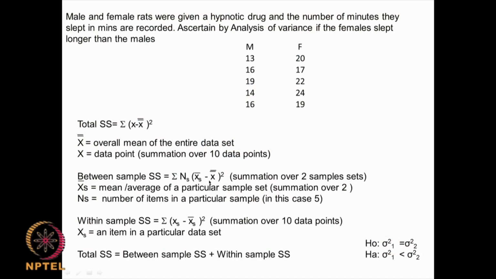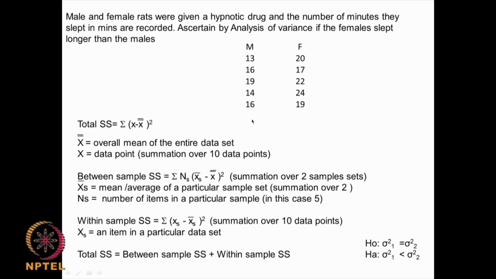Now, how do I calculate within sample? Sometimes I need not calculate it directly, because in this particular case total sum of squares minus between sample sum of squares gives me the within sample sum of squares. The degrees of freedom for this will be 8, because total is 10 minus 1, 9, between is 2 minus 1, 1, so 9 minus 1 is 8. How do I calculate within sample sum of squares? It is quite simple. I subtract from each one of these terms here, and then square it up.